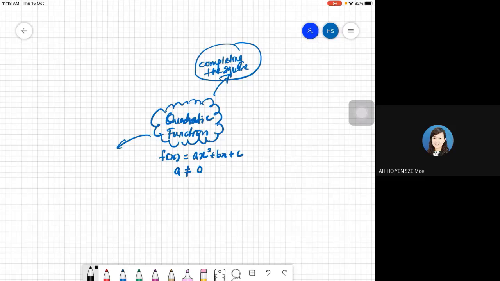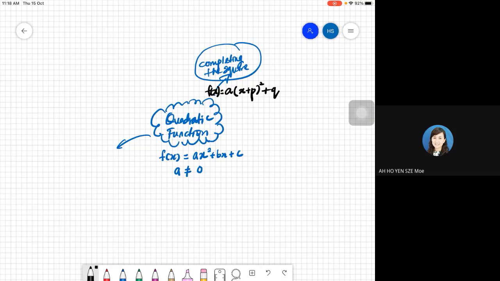How does it look like? When you change your function after doing the completing the square, it should be in this format. It will come from the general form and become this. So this will be f(x) here, sorry, without the f(x). After you do completing the square, it will transform into this form. So after this, besides completing the square, what else did you learn about this?